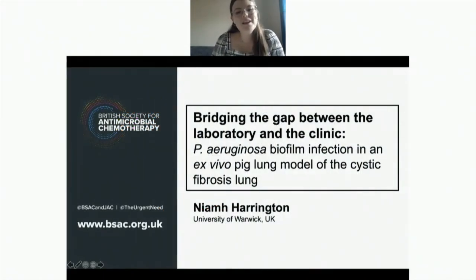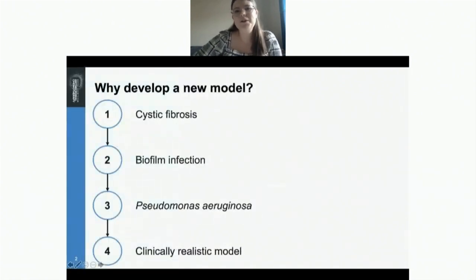Hi, so I'm Niamh. I've just started the final year of my PhD at the University of Warwick, developing an ex vivo pig lung model of Pseudomonas aeruginosa biofilm infection of the cystic fibrosis lung. So why are we developing a new model for these biofilm infections? These can broadly be divided into four key aspects.